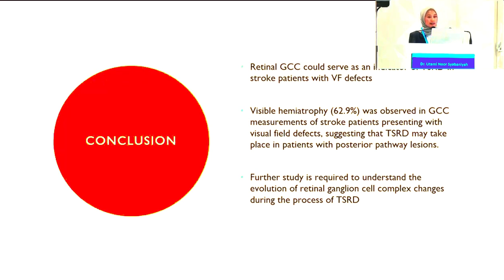So to summarize, GCC thinning could be found in patients with stroke with visual field defect, and this could serve as an indicator for TSRD in stroke patients with visual field defect. However, further study is required to understand the evolution of retinal ganglion cell complex during the process of TSRD.